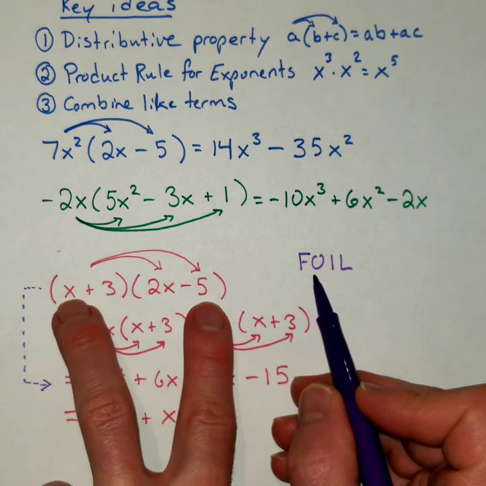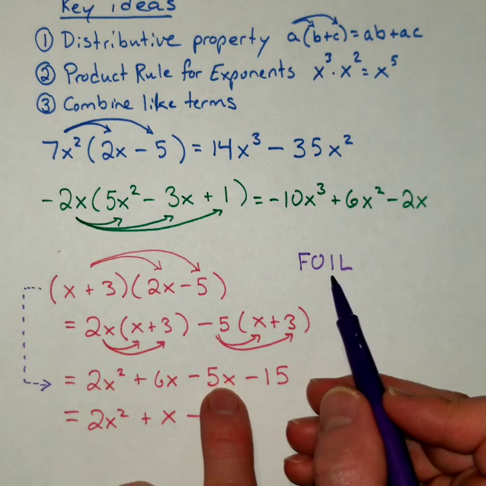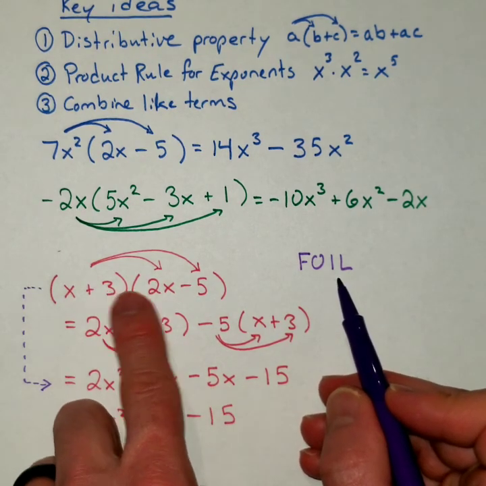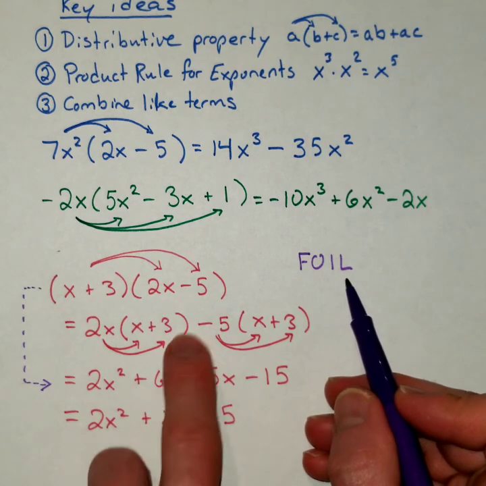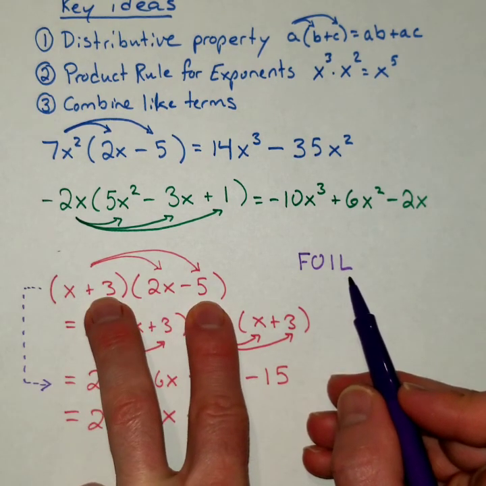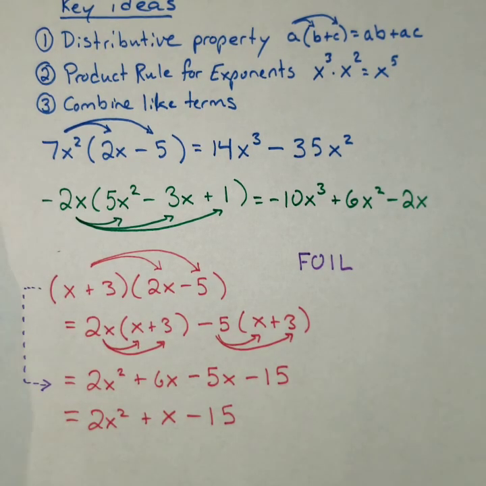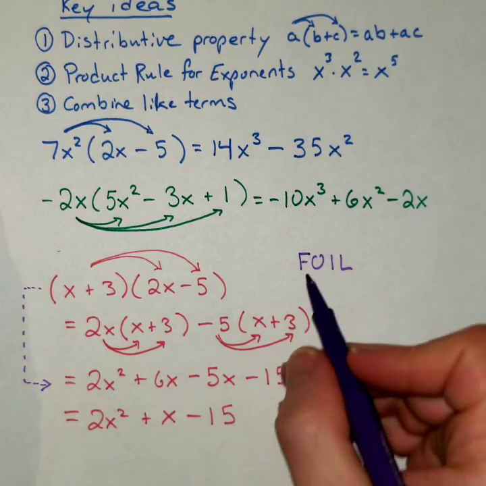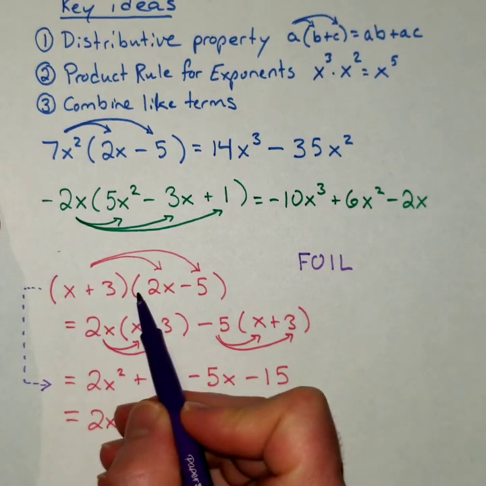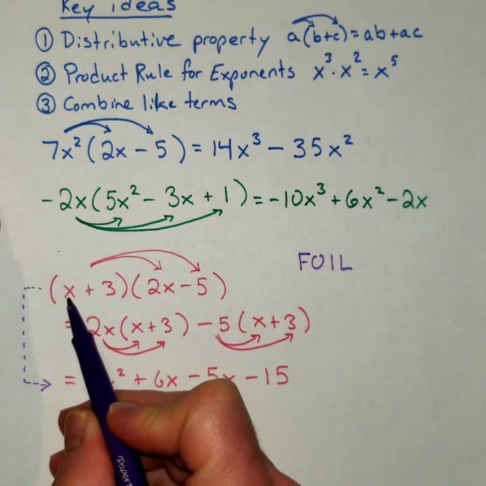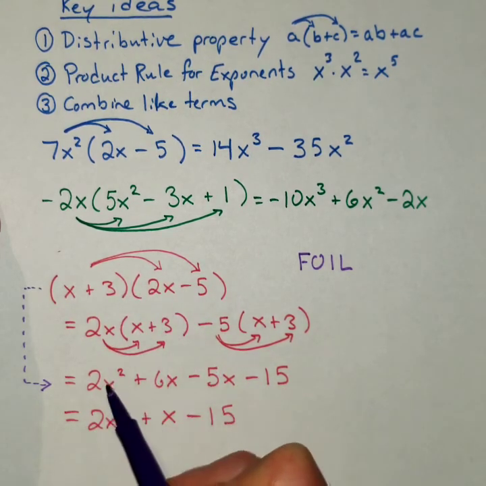The O is for the outer two terms. Okay, that gives us this one over here. The I is for the two in the middle, the inner two terms. That gives us a 6x. And the L is for the last two terms. Okay, and that gives us a minus 15. I like to think of it this way instead. Okay, well, I like to just say every term on the left has to multiply every term on the right. So the x hits both of those terms, and the 3 hits both of those terms.